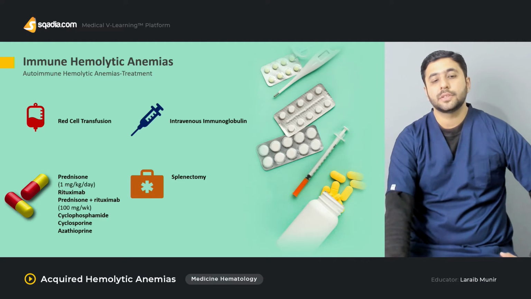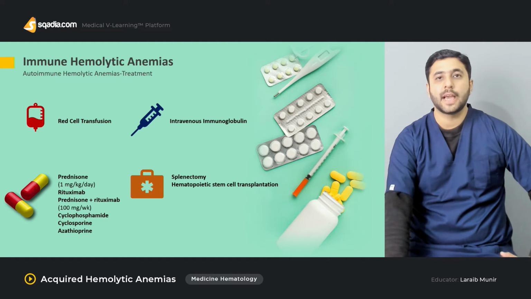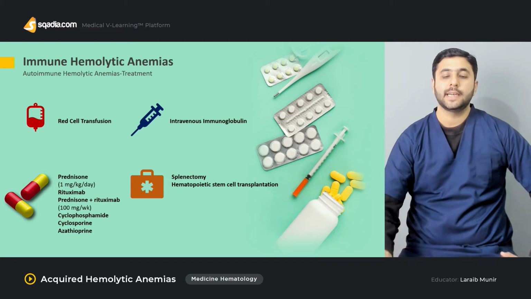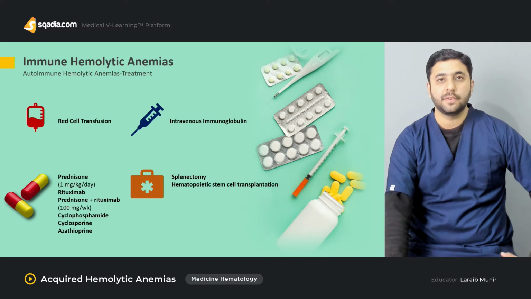Splenectomy can be done in certain patients in which the medicines don't work and the anemia does not resolve. And as we all know, with splenectomy we have to immunize the patient against pneumococcus. And then we also have to give them prophylactic penicillin antibiotics to prevent infections. And finally, if we have a matched donor, hematopoietic stem cell transplantation can be curative, but it has not led to very successful results over a period of time, and the patients can again go into immune hemolytic anemias. So this is still under research and study. So these are the basic treatment options which we have for patients with immune hemolytic anemias.